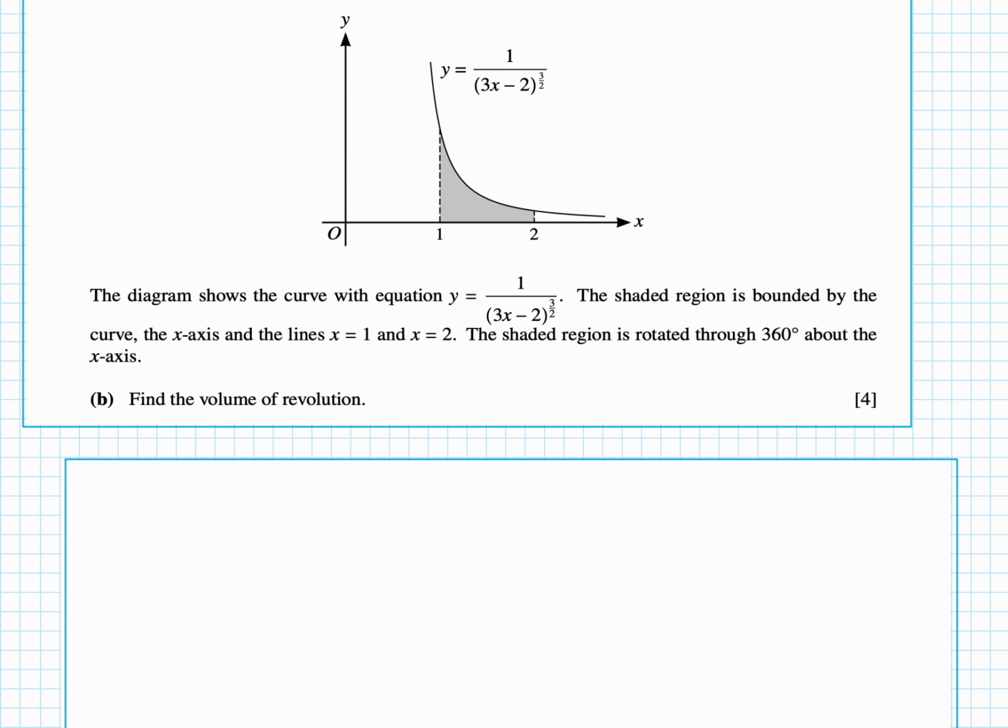In part B, we are looking at a volume of revolution. It's the same function. It's rotated through 360 degrees about the x-axis, and we have our boundary values of 2 and 1 for b and a. And we have a formula for this, but just before I do that, let's have a look at the diagram that I'm doing there.